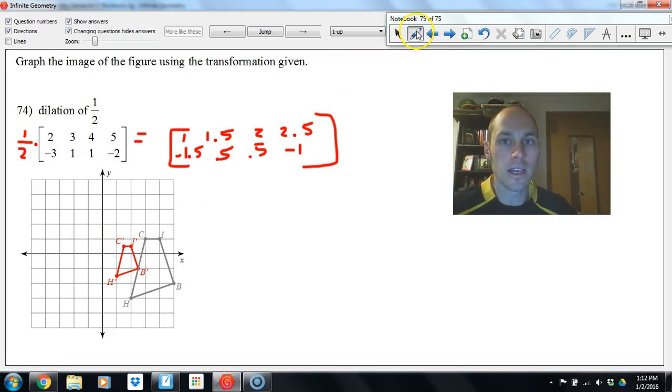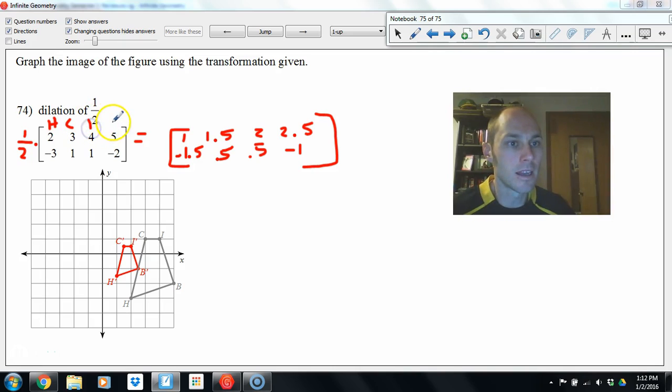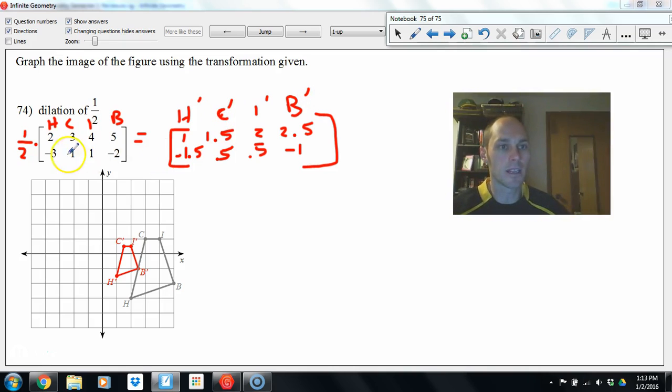And it looks like if we label these, 2, negative 3 is H, 3, 1 is C, 4, 1 is I, 5, negative 2 is B. So this would be H prime, C prime, I prime, and B prime. So remember, using the matrices, we can find the coordinates a little bit quicker.